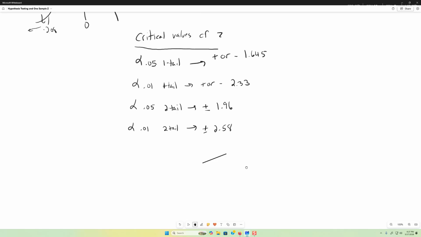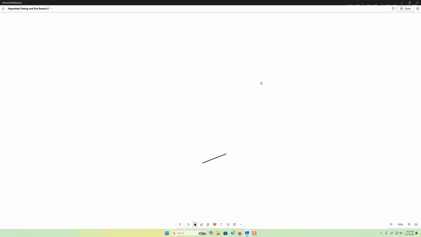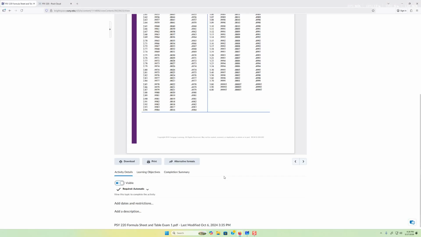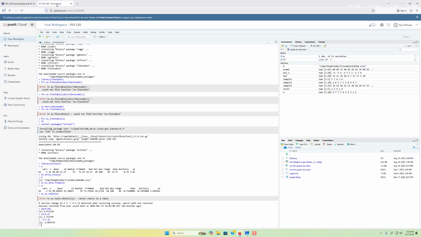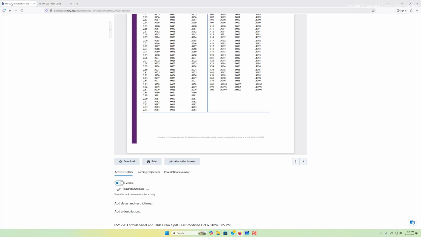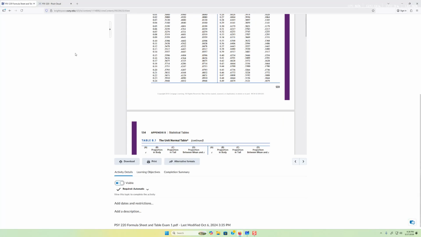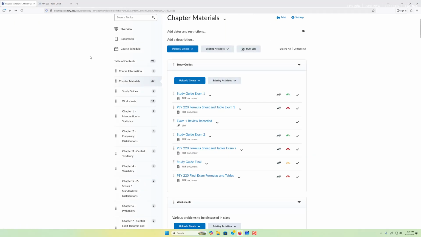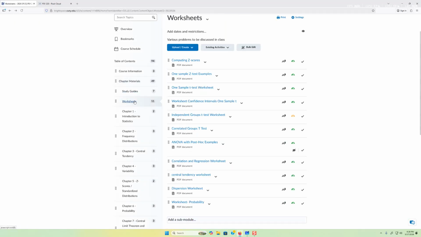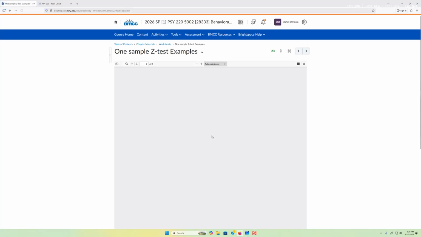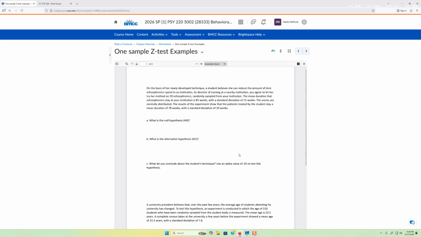Okay, let's move on from that. Let's move on to the next problem. Let's see where it is. I have to get out of this table and go back to the worksheet. More one sample Z. Here's another one. University president.